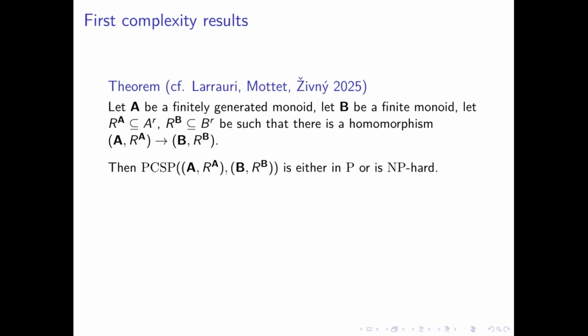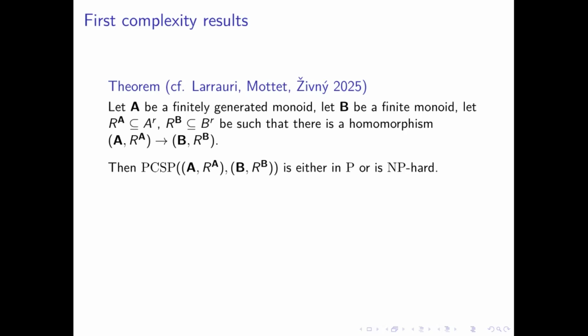In 2025, they generalized this result. Before, they were just expanding monoids with constants. Now this result generalizes that by expanding monoids with arbitrary relations. And A can be finitely generated, not just finite. So if you have a finitely generated monoid that maps homomorphically into a finite monoid, and you expand them with additional relations, they still have a dichotomy for this.